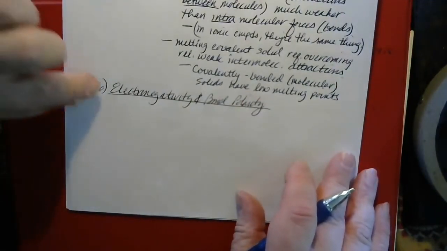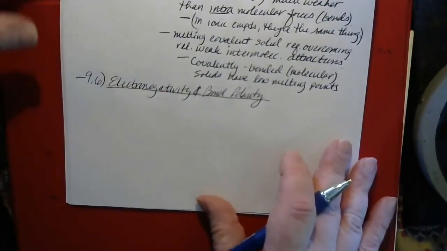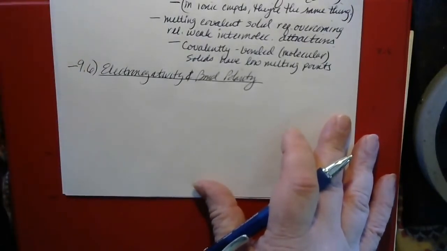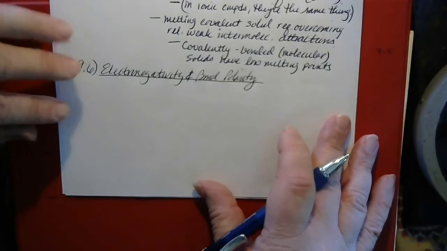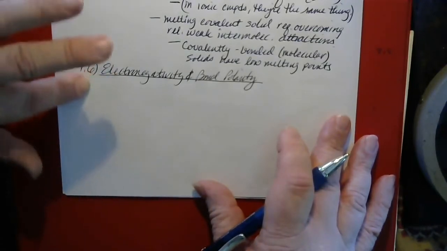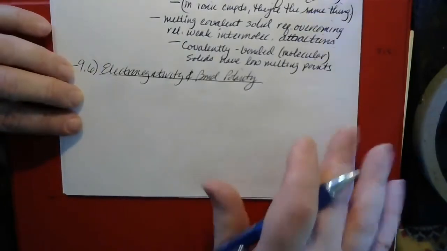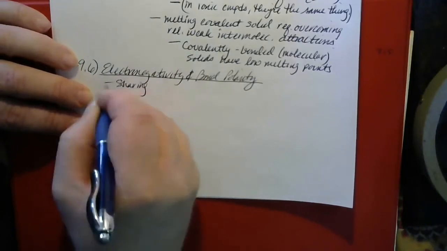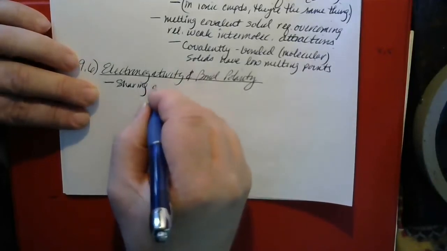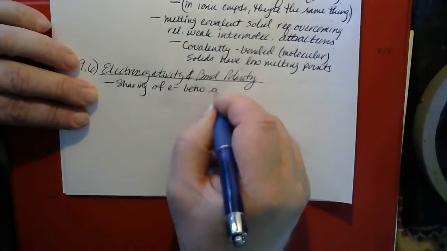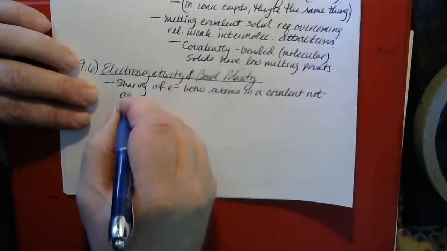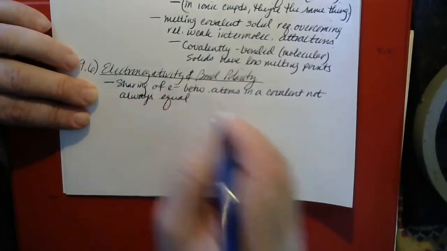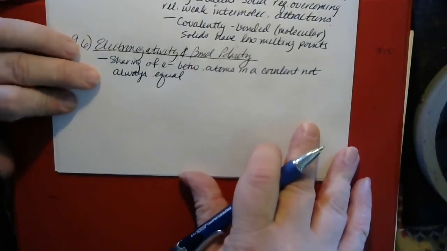What this comes down to, I've mentioned electronegativity before, and I've said briefly what it is. It has to do with how strongly an atom attracts electrons. And because different elements have different levels of attraction for electrons, that means that when two different elements form a bond, sometimes the electrons within that bond will not be distributed evenly between the two atoms. So that's what we're getting at here. And when that happens, that's what's known as a polar bond, by the way. And so the sharing of electrons between atoms in a covalent bond is not always equal.